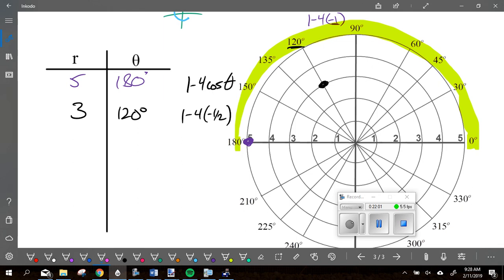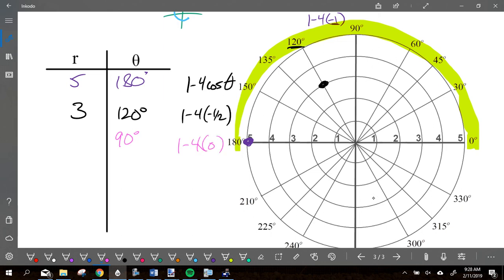You can keep working. I'm going to go quick here. The next one I'm going to use is 90 degrees. If I use 90 degrees, it's 1 minus 4 times 0, because cosine here at 90 degrees is 0. So my radius is 1. 90 degrees is 1. Then I could do 60 degrees. At 60 degrees, it would be 1 minus 4 times 1/2. So 1 minus 2, that would get me -1. How do I graph 60 degrees, -1? Ride the line. 60 is here. I'm going to ride the line across. Now I'm down there. There's -1.